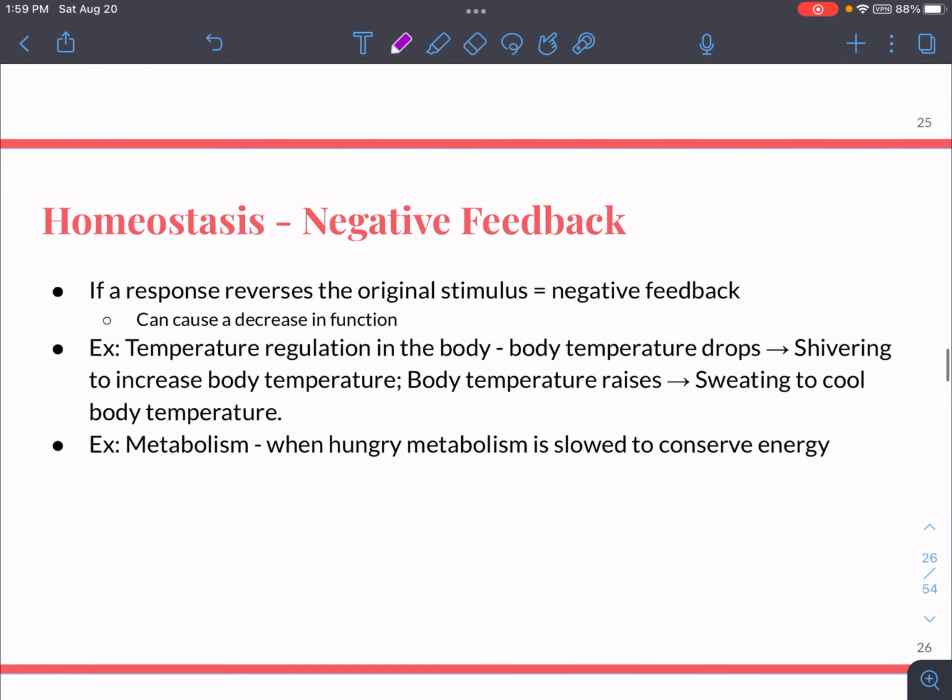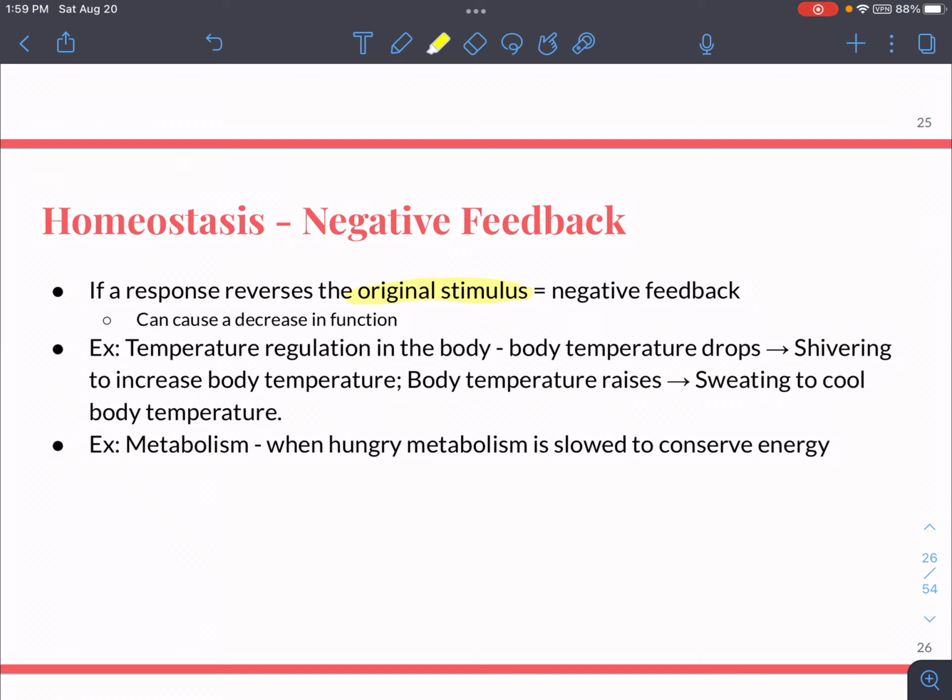Now, the body uses 2 different types of feedback. They are negative feedback and positive feedback. Sometimes telling the difference between the 2 can be a little bit confusing. So with negative feedback, the goal is to return or reverse the original stimulus. It can cause a decrease in function.